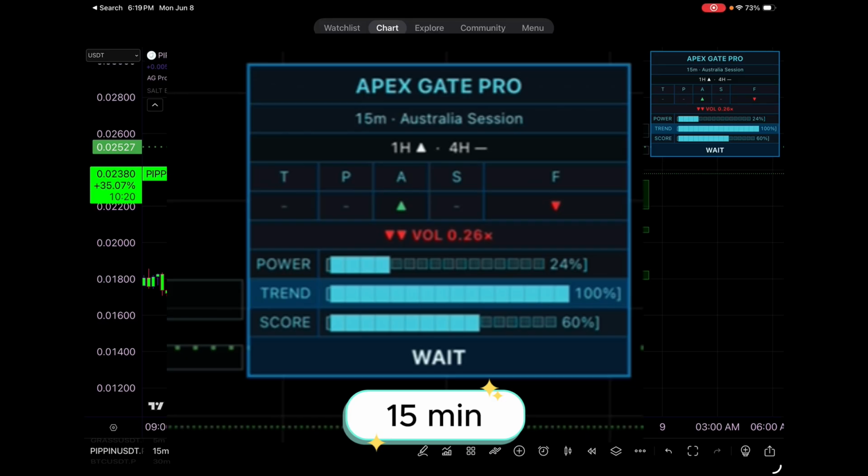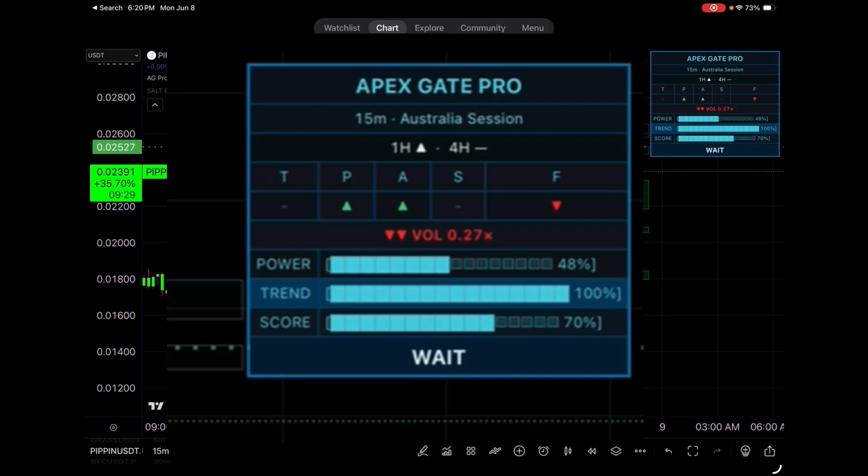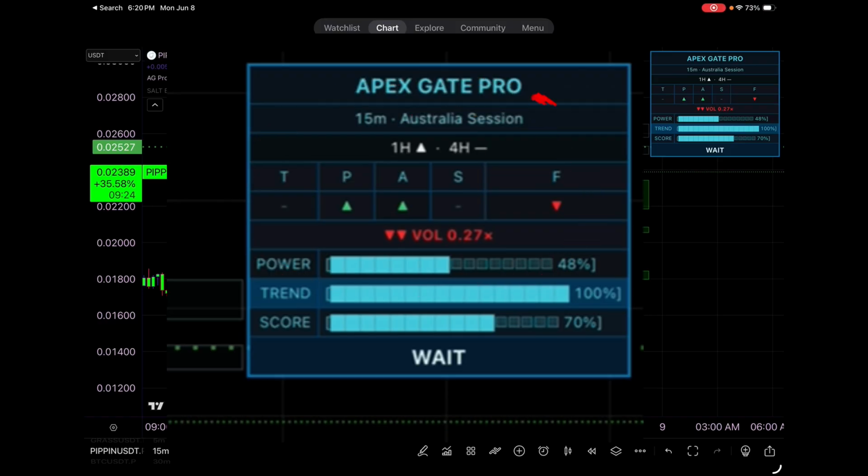As we go further into the lower time frames, we see that we have a power, trend, and score that has been generated. The power is basically going to show how confirmed the direction is, and the trend level is going to show if it's high or low. When it's high, it means the trend is expanding, and if it's low, that means it's choppy or not really going anywhere. And the score is basically the overall confluence percentage across all 5 checks. So this total score right here is going to measure anything in the T, P, A, S, and F.